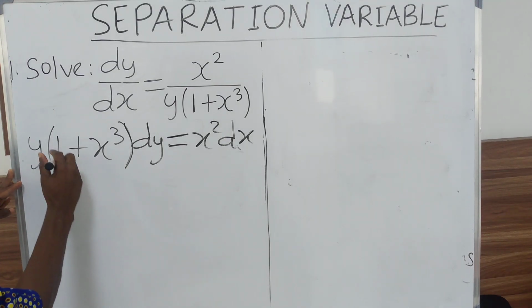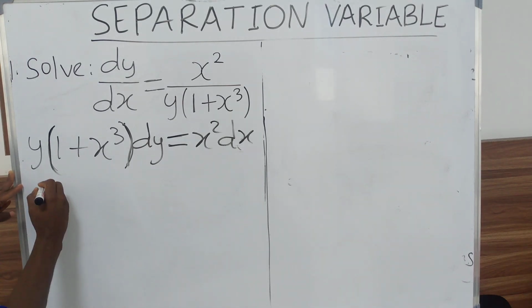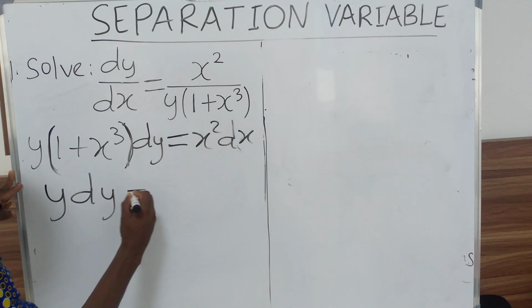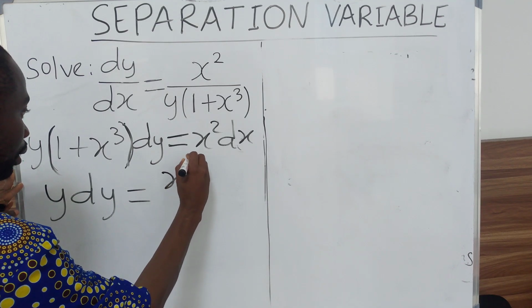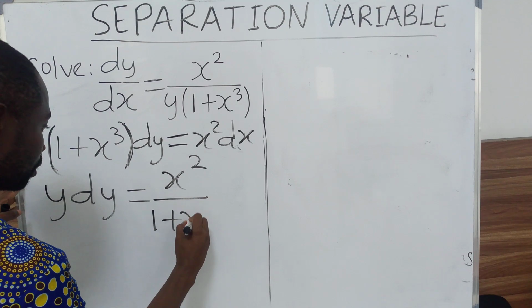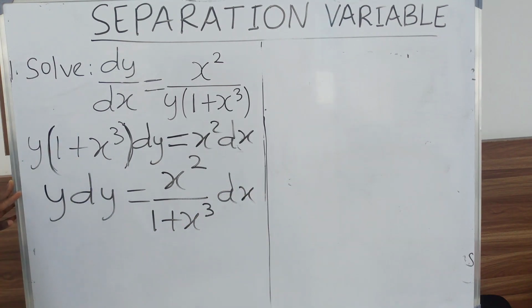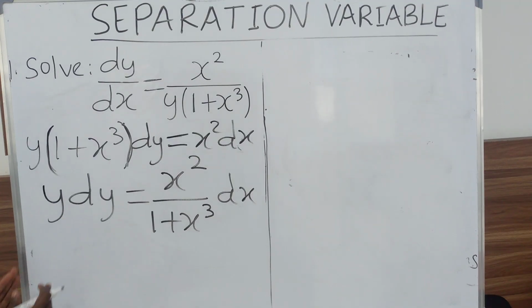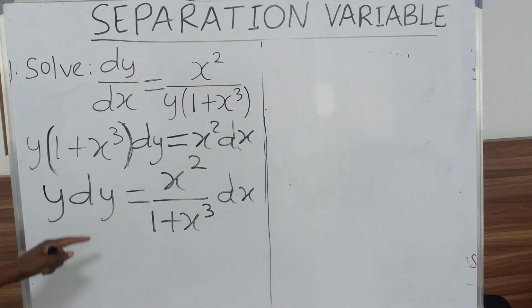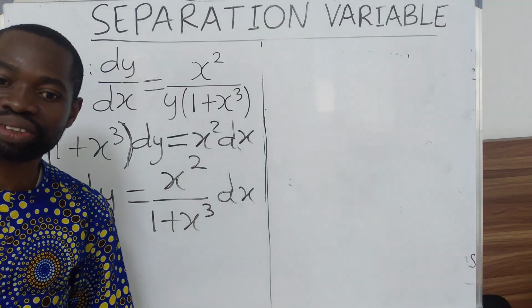And the next thing, this 1 plus x cubed is in bracket, they are together. I will take it to go and meet this one. So I will have y dy is equal to x squared over 1 plus x cubed dx. So you can now see that y and dy are on one side, x and dx are on the other side. That means I have separated the variables.